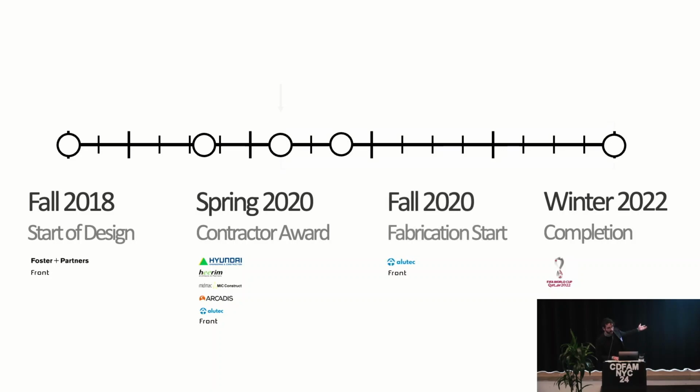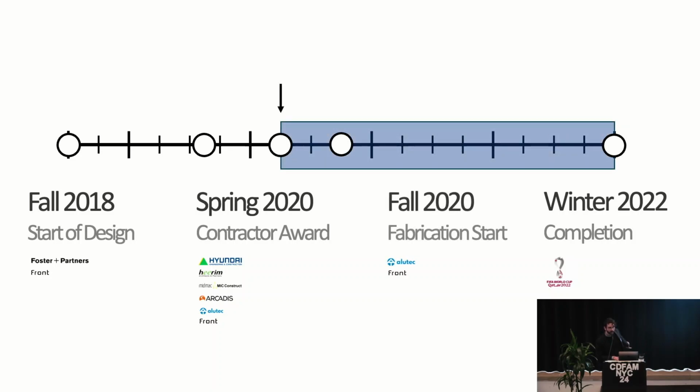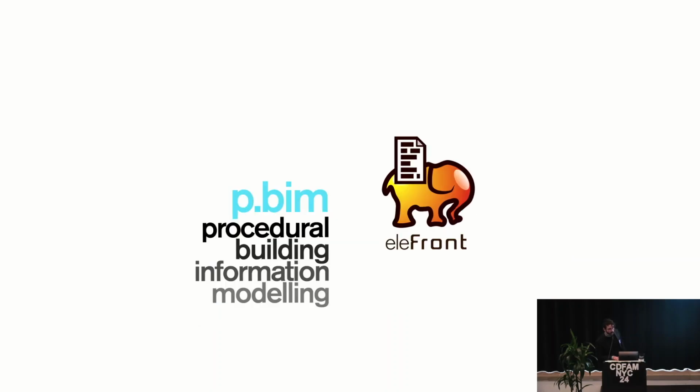Then there's things that you can't really anticipate, like, oh, there's gonna be a global pandemic, and then there's gonna be a total shutdown in the supply chain as soon as you start making pieces and need to move them around the world. So to accommodate this kind of unpredictability, we have this kind of framework we call procedural building information modeling, and this is enabled with something called Elefront, which is a Grasshopper plugin that helps with metadata. I'm gonna talk more about that.